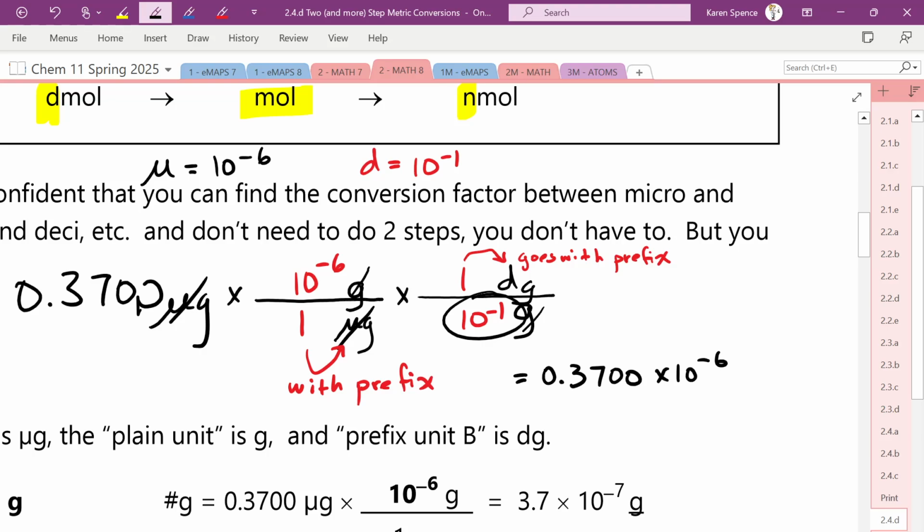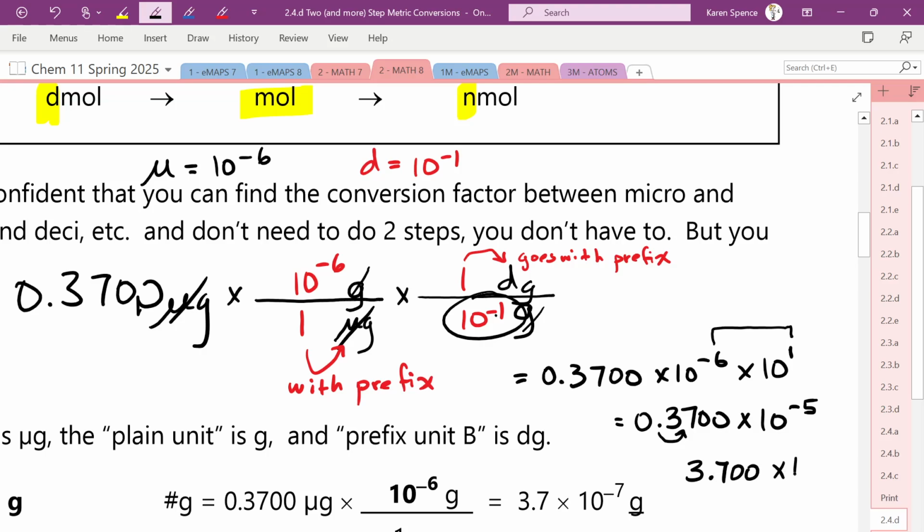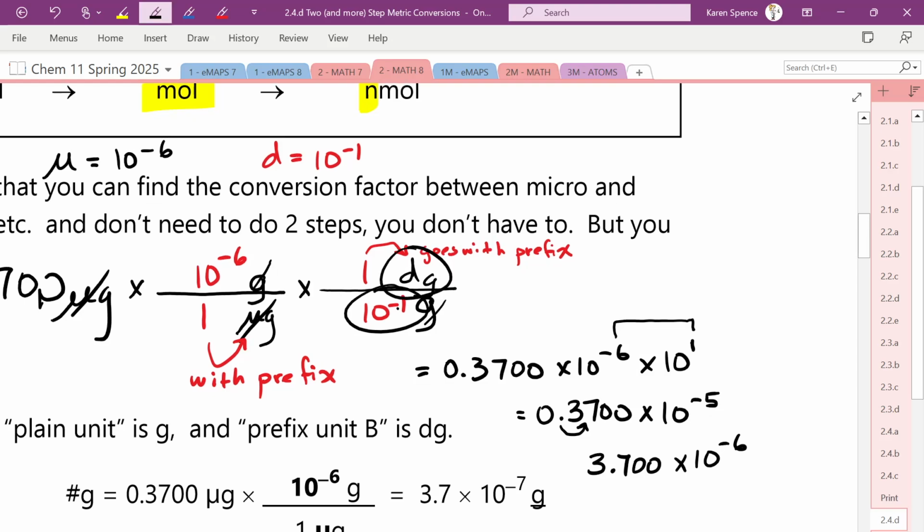It becomes times 10 to the... What do you do with the power when you move it from the denominator to the numerator? Change the sign. So if it is negative, it becomes positive. So now, what do you do with these exponents? When you multiply, what do you do with the exponents? You add them. So we have now 0.3700 times 10 to the negative 5. And then we would move our decimal place over 1. So we would get 3.700 times 10 to the, that got bigger, so that must get smaller, negative 6. And we cannot forget our final unit is decigrams.